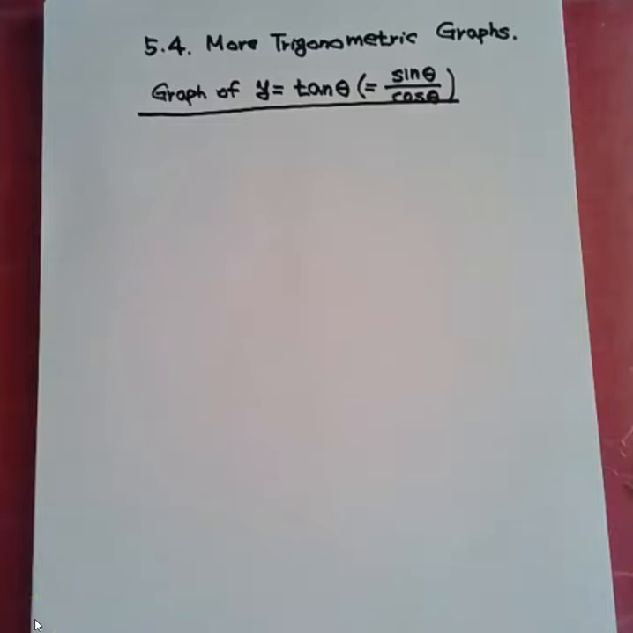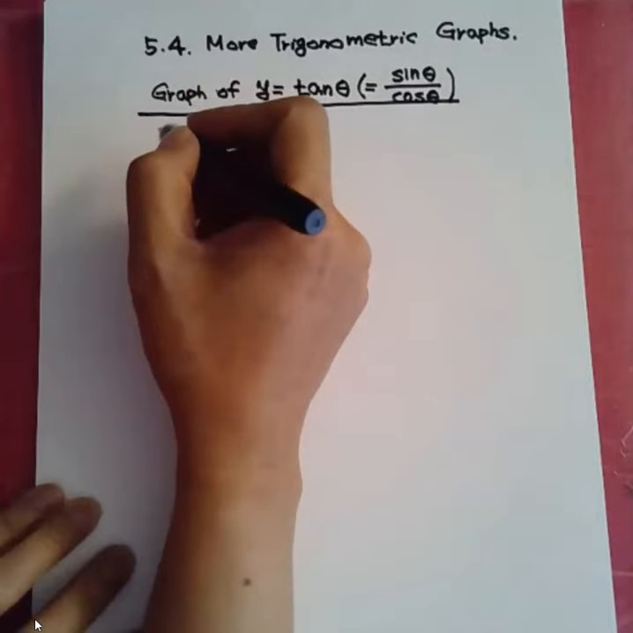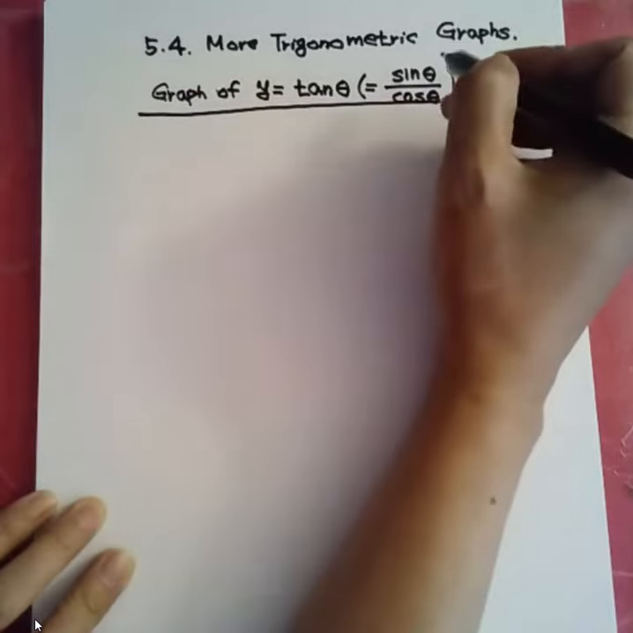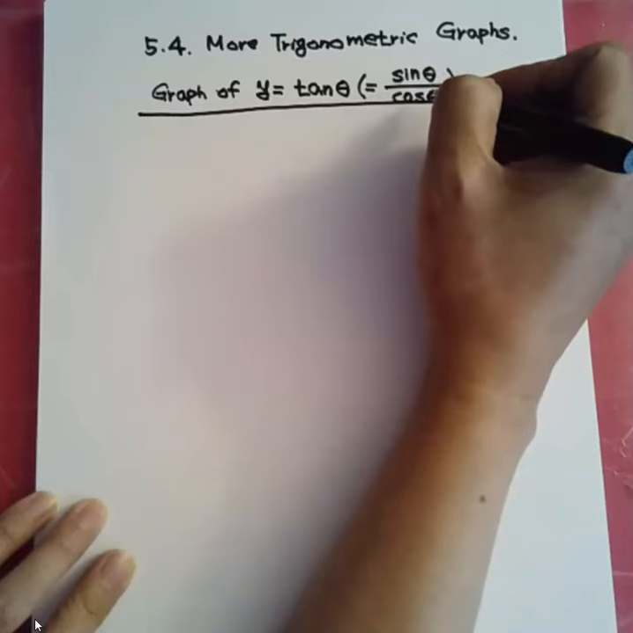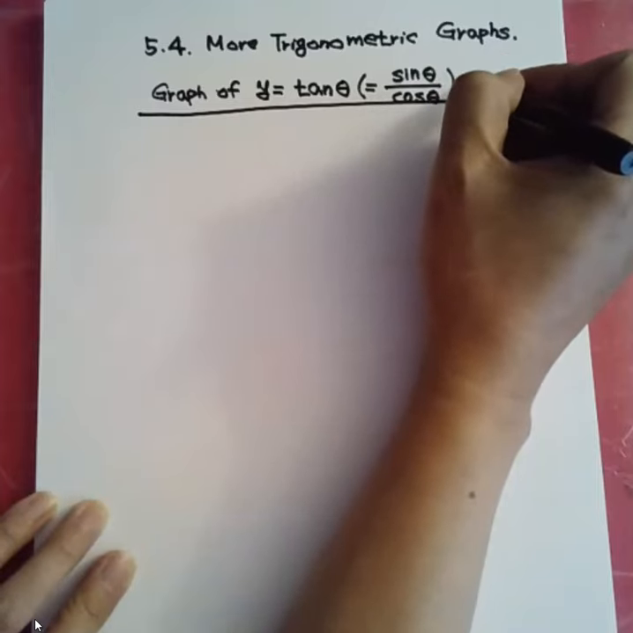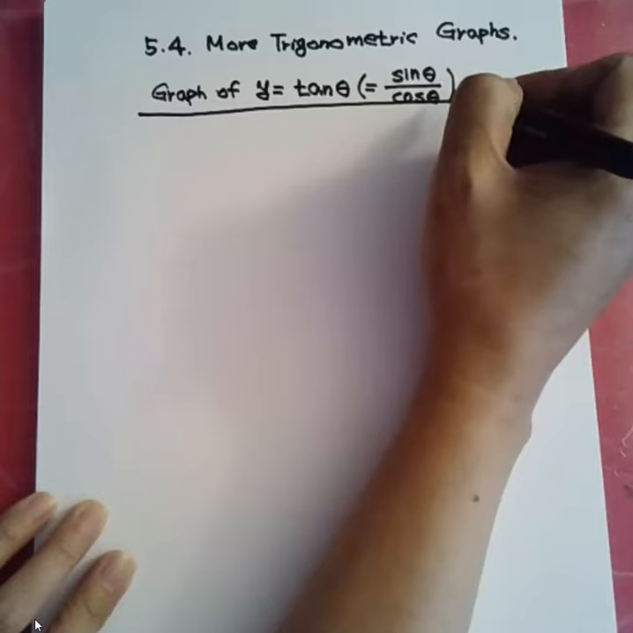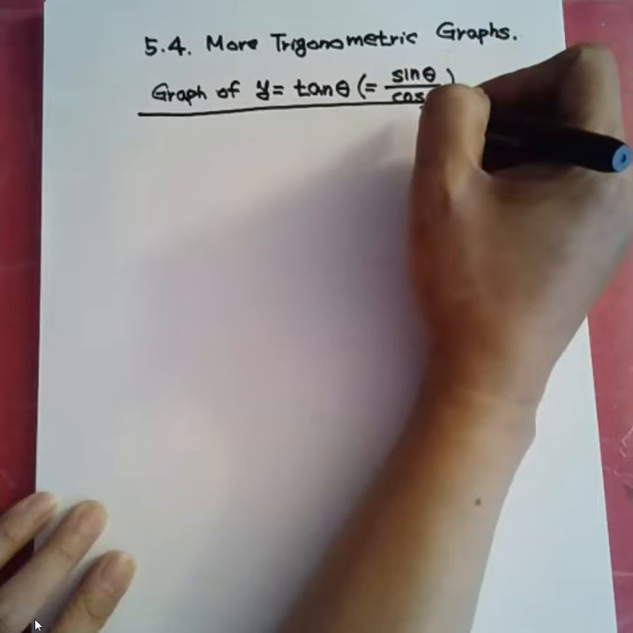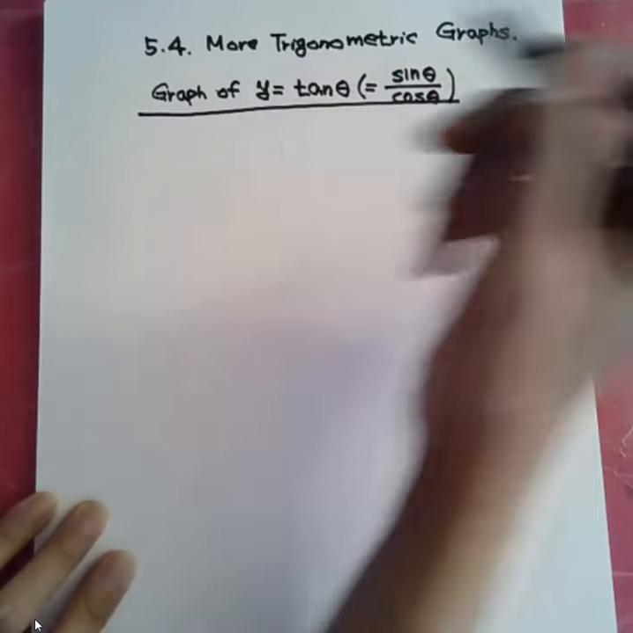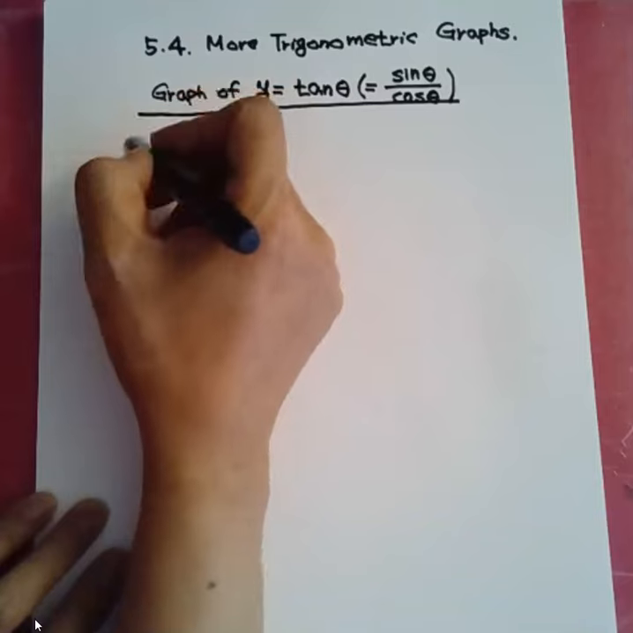In this section, we want to learn about how to graph tangent, cotangent, secant, and cosecant function. Let's start with the graph of tangent. Tangent is defined as sine over cosine. We know that cosine function is a wave function. There are infinitely many zeros. That implies the tangent function is undefined at infinitely many points.